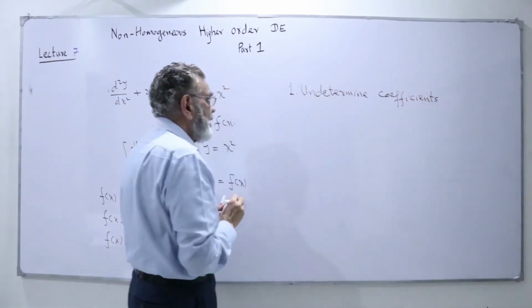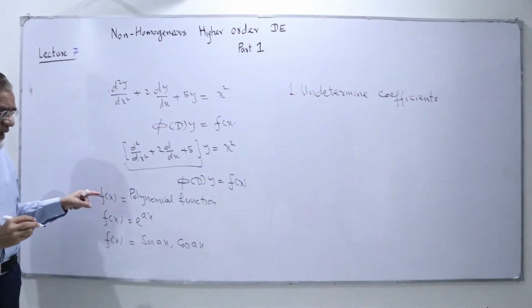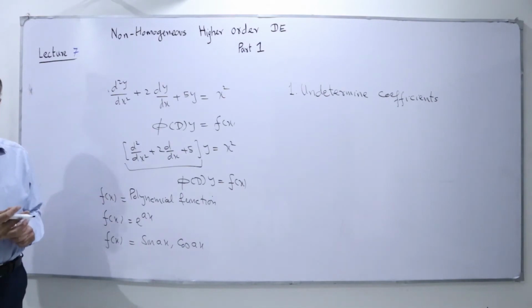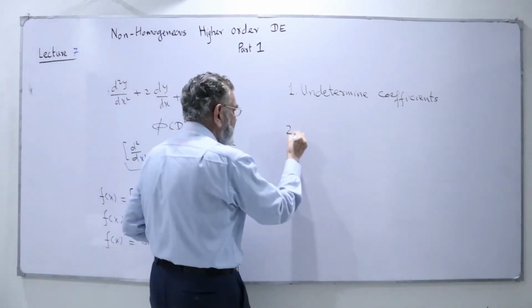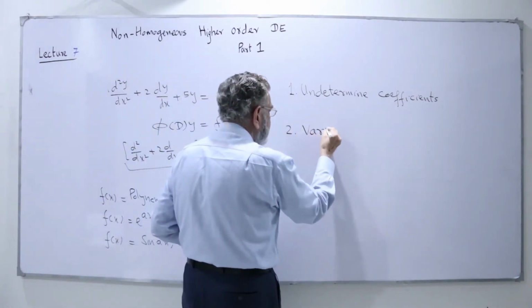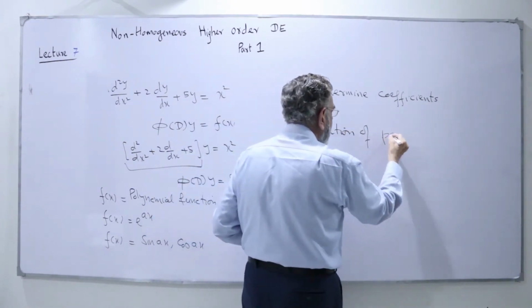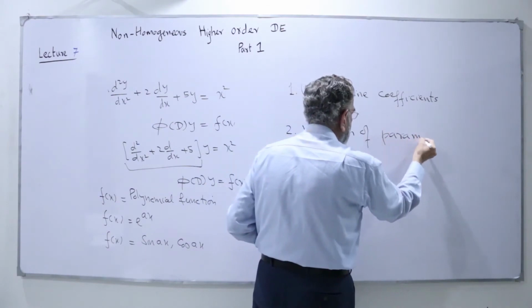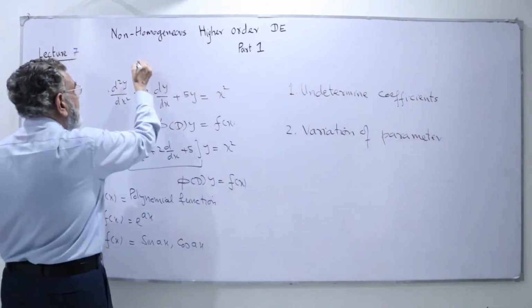If our function is not from these three categories, it can be a tangent function, it can be any other function, so we call those transcendental functions. If it's not from there, then we have the second method. Our second method is variation of parameters. So at the first stage, we are going to discuss undetermined coefficients.